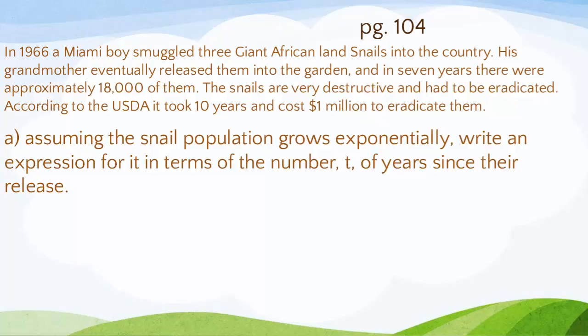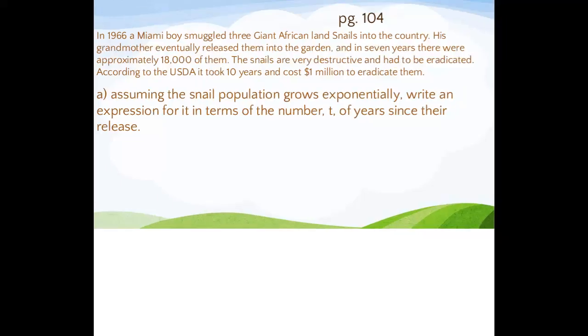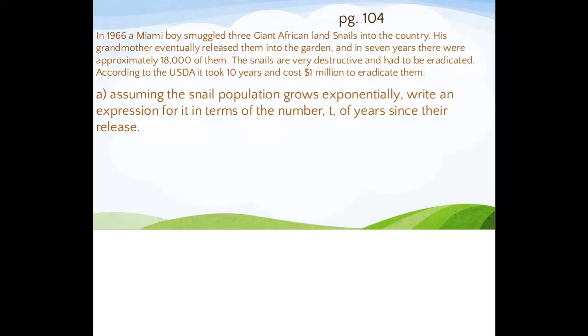What does that mean? They had to get rid of them, okay, by dying, yes. According to the USDA, it took 10 years and cost $1 million to eradicate them. Letter A, assuming the snail population grows exponentially, write an expression for it in terms of the number T of years since their release.